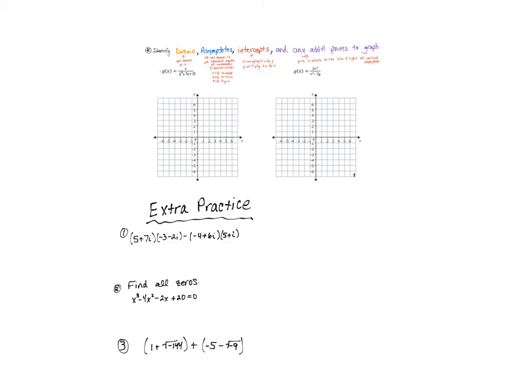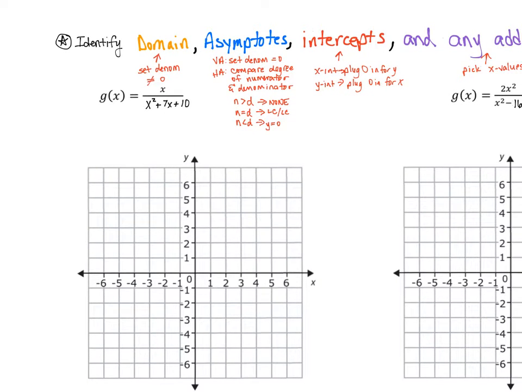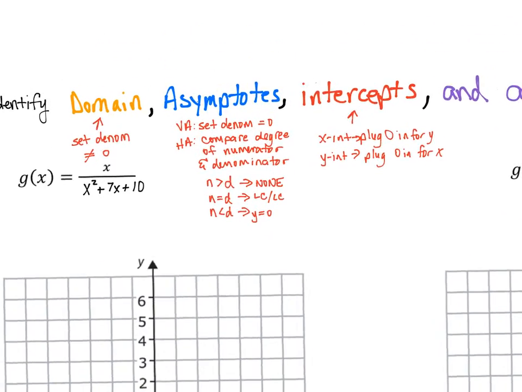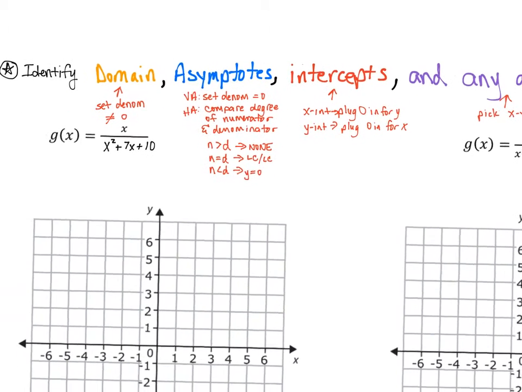This is our 2627. We're practicing graphing. You guys are going to have questions on your test that say, here is the function, identify the vertical asymptotes, and graph it. So all you have to do is graph the vertical asymptote. You're going to have a question that says, here is the function, what's the horizontal asymptote, and graph it. Then you're going to have one question that combines everything, where you have to graph and find the domain, the asymptotes, intercepts, and any additional points. I'll show you what I mean by that in a second.